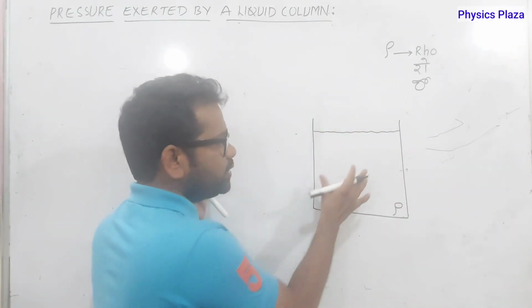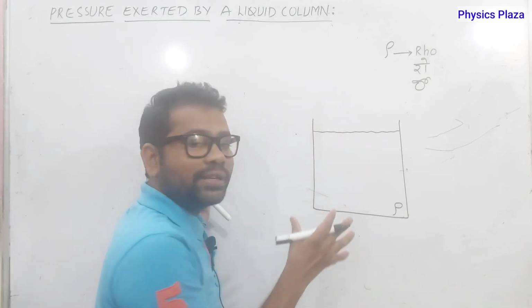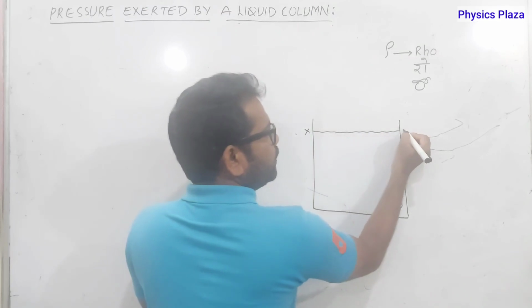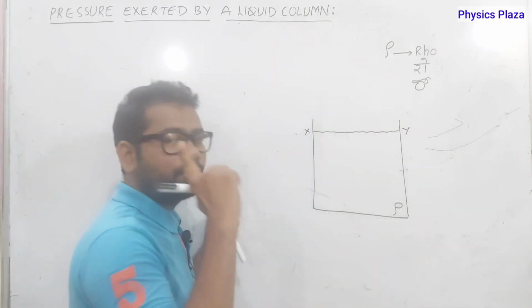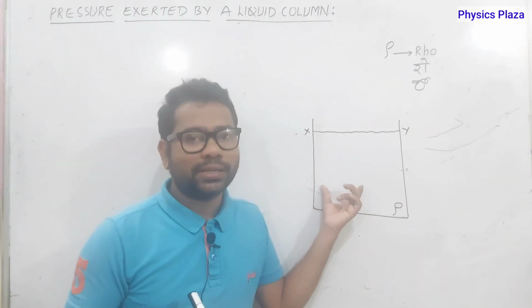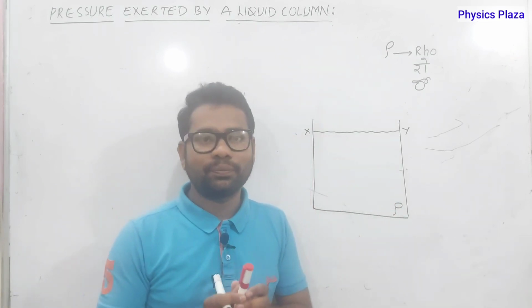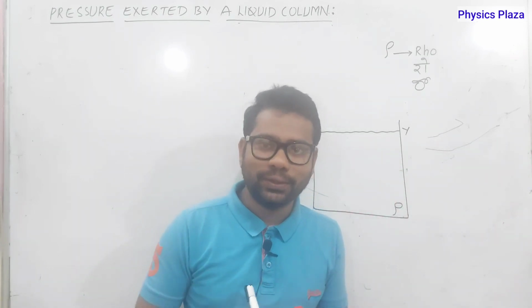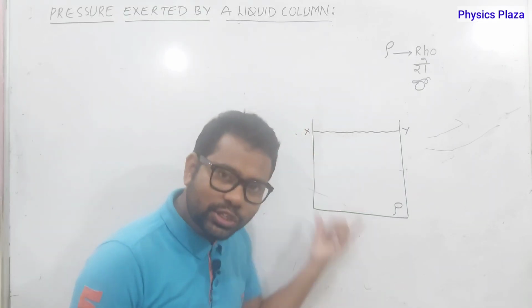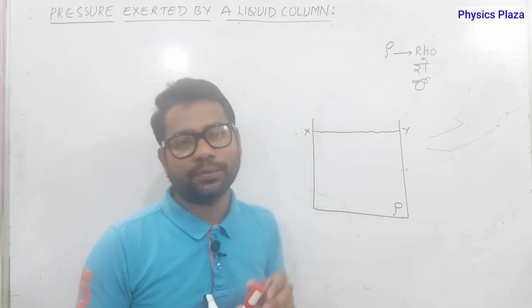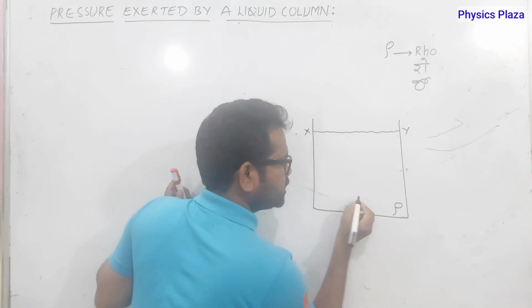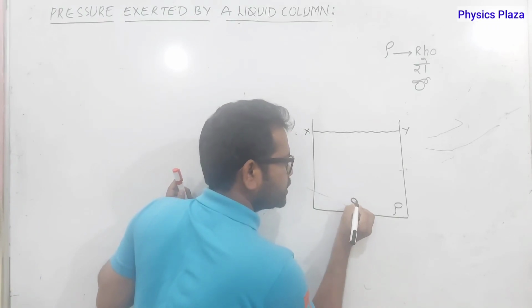So children, in this vessel a liquid is taken whose density is rho, and let us say XY is its free surface. And one more very important thing: this water is at rest, a stationary liquid. It's not like water flowing in a river. No, it's not like that. Here the water is at rest. Now, here is a point where we need to calculate the pressure. Let us say this is a point.